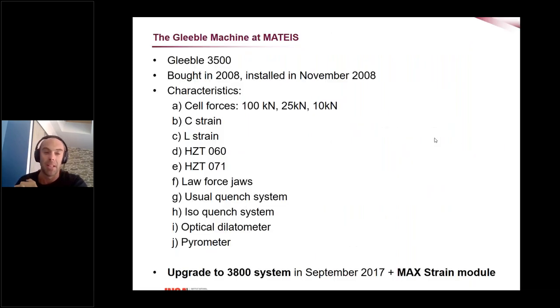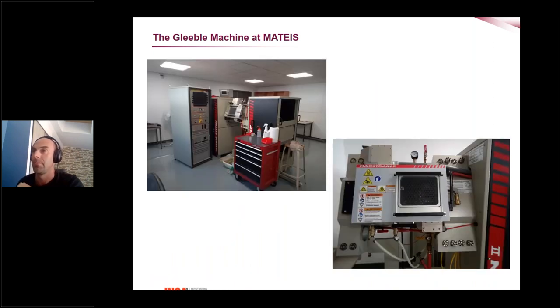The Gleeble machine at Matteis was built in 2008 and installed the same year. So these are all the characteristics of the machine. Then we upgraded the system to a 3800 in September 2017, and we got the MAXstrain modules. I will come back to that: case study number two is about the MAXstrain modules, at the end of my presentation. So this is some pictures, and I hope you will have a chance to come to INSA and work with us or to have some meeting there, and you can see the Gleeble in real.